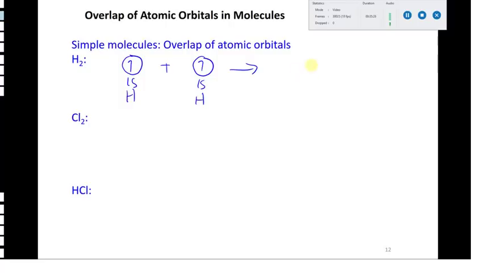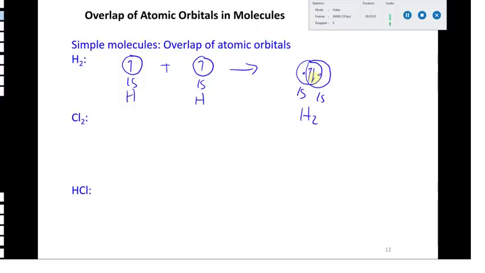So you get 2 overlapped 1s orbitals. I'll draw this a little bit bigger so I can show you everything here. So you get 2 spherical orbitals that overlap, again, the nucleus being at the center of each of these. And then in the region where they overlap, you share the 2 electrons. Now, because they're in the same region, they have to be 1 spin up, 1 spin down. So same sort of Pauli exclusion principle.